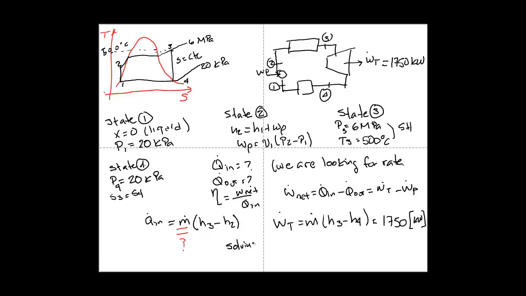Here we show we're solving for mass flow rate. It's again the power of the turbine, which we know, divided by the enthalpy difference, which we can find out. So basically what we need is to find the four states, H1, H2, H3, and H4, just as we defined them. So let's start.